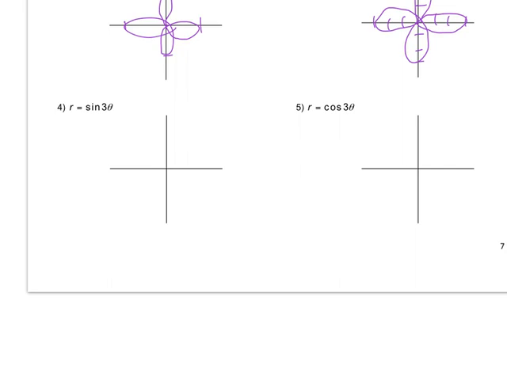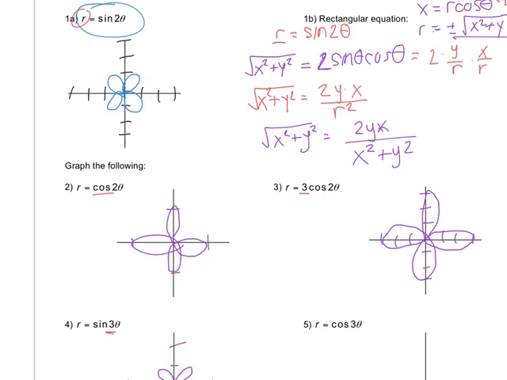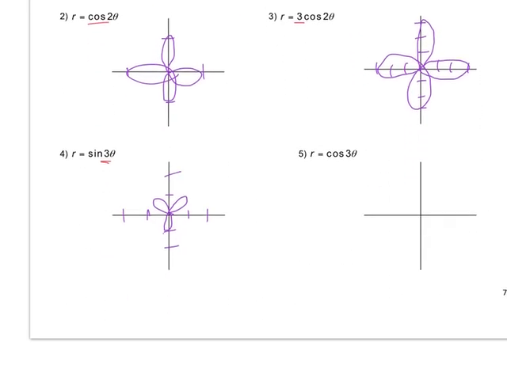It just has 3 little petals, and those are smaller petals than what we just saw. There are 3 of them, looking something like that. So that's sine 3 theta, which what I want you to recognize is that sine of 3 theta had 3 petals, but sine of 2 theta didn't just have 2 petals, it had 4 petals. So that's something that is worth making note of.